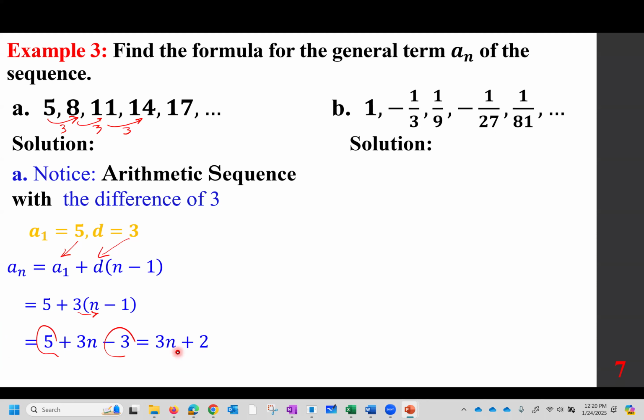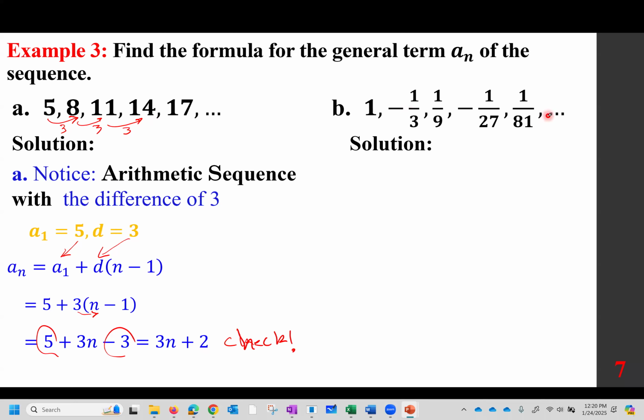You have to check. How do you check? Very simple. If n is 1, do we get the first term 5? If n is 2, do we get the second term 8? So on and so forth. The answer is yes. It checks, we are fine. So you have to check.